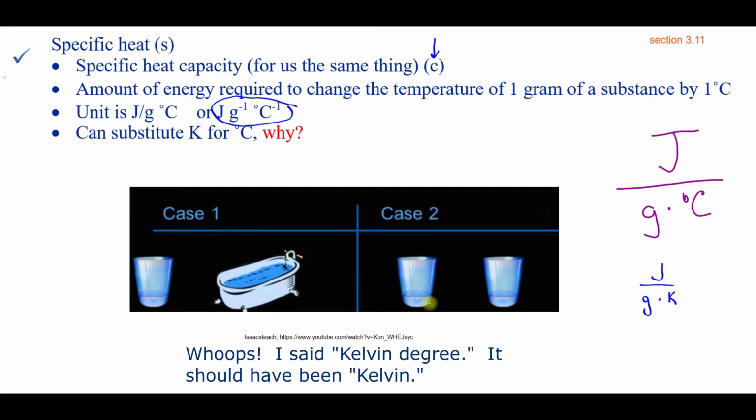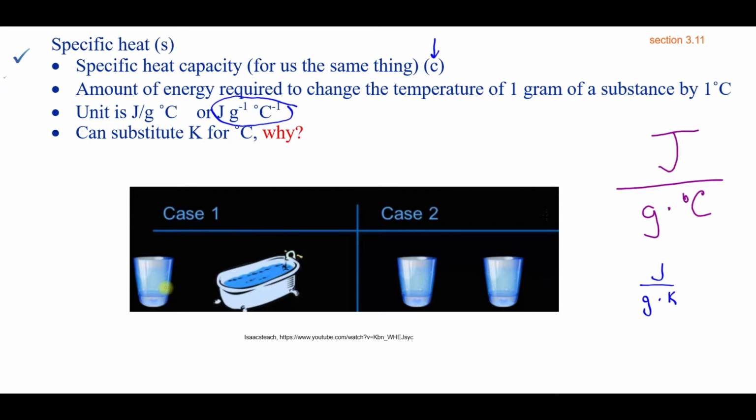Let's take a look at a bathtub full of water and a cup with a little bit of water. I want to heat both of these to 90 degrees Celsius. Which one is going to take the most energy? Most of us would say the bathtub because there is more water. It has more mass.